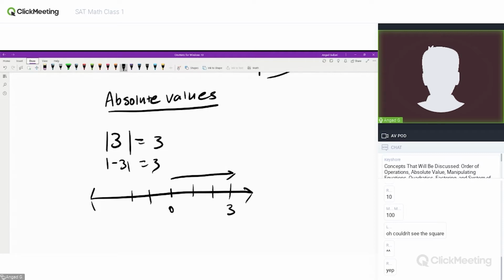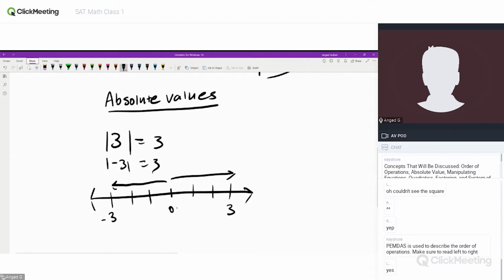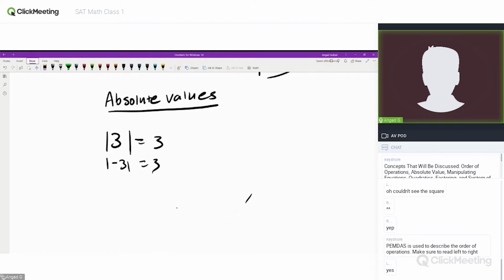The absolute value of -3 would also be 3. Why? Because 1, 2, 3. How far is it from 0? It is only 3 away. So that's what absolute value means. You guys get that so far? All right. So that was just basically the meaning of absolute value.